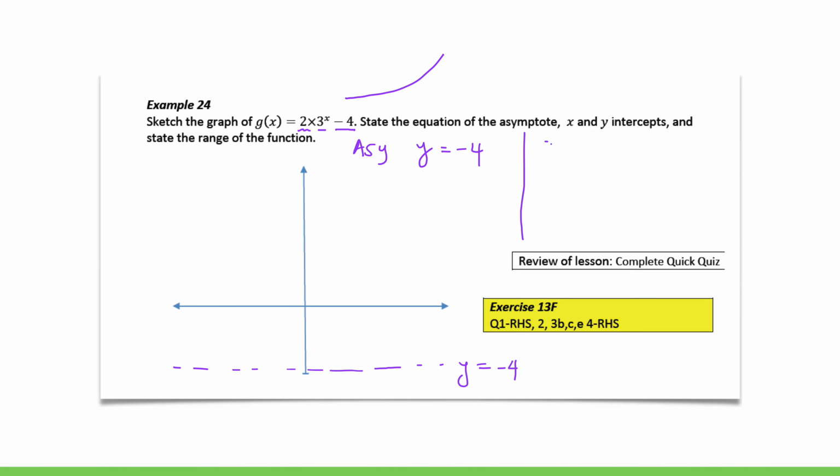Let's start by finding our intercept. So when x is equal to 0, let's find our y-intercept. That'll be 2 times 3 to the power of 0 minus 4. 3 to the power of 0 is just 1, so 2 minus 4 is negative 2.